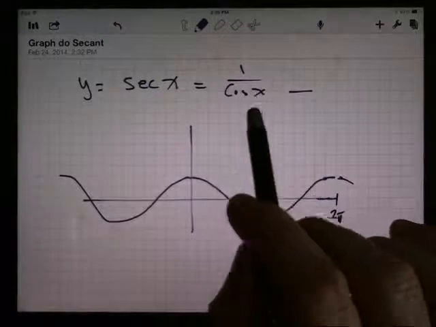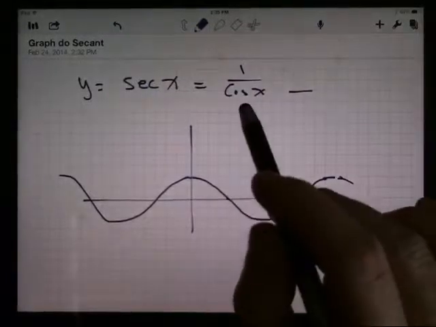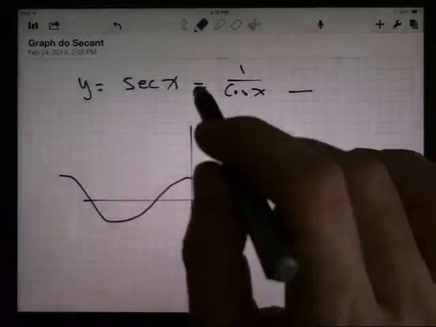However, the denominator does equal 0 from time to time. Cosine x is equal to 0 right here and here. Well, that's going to create an asymptote for the secant, right? Trying to divide by 0 is going to create an asymptote.